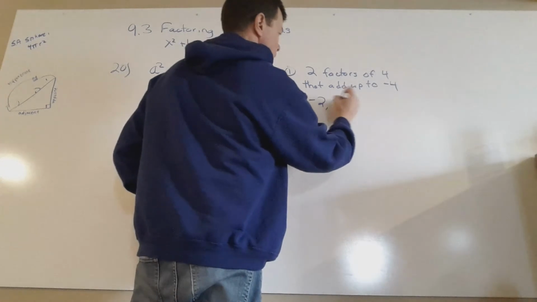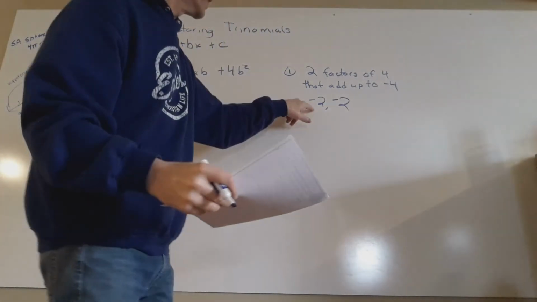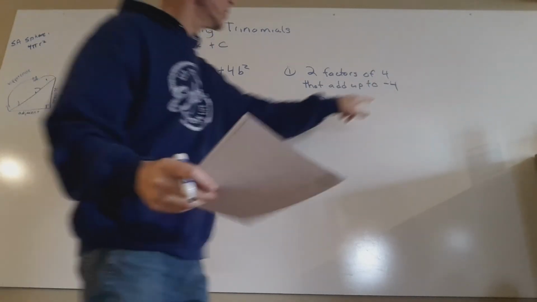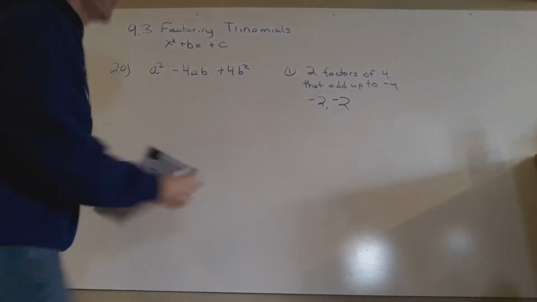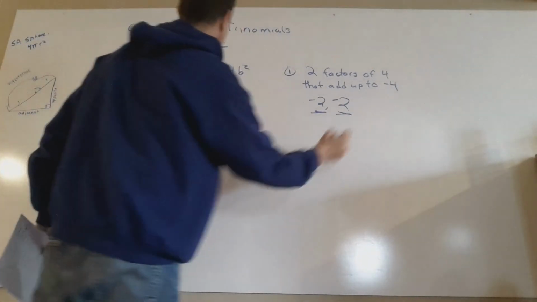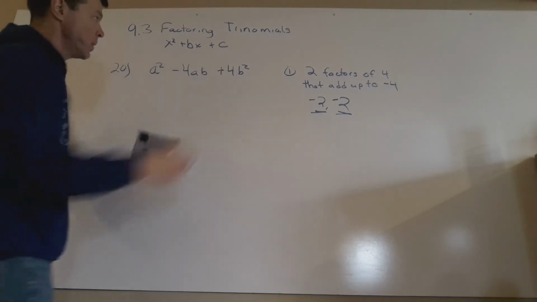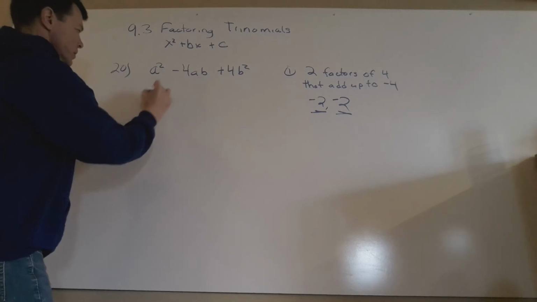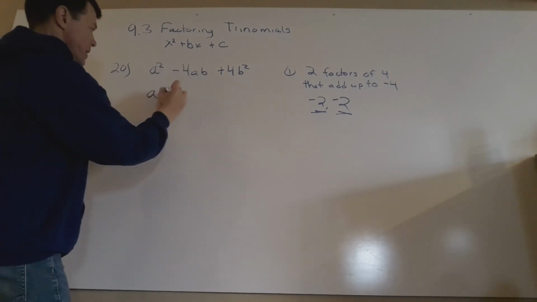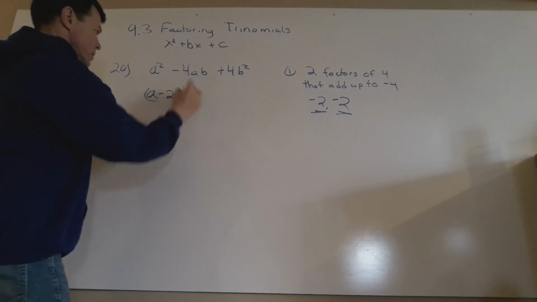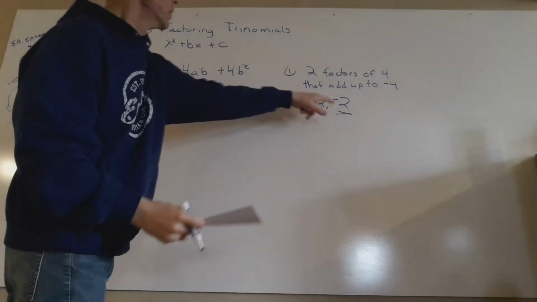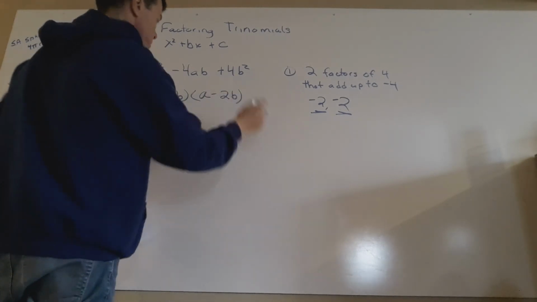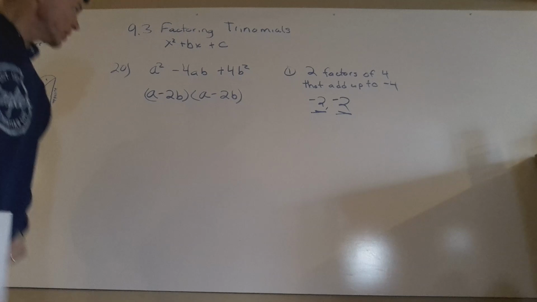Negative 2 and negative 2. Negative 2 times negative 2 is positive 4. Negative 2 plus negative 2 is negative 4. All right, so your factors are going to be negative 2 and negative 2. And remember, you have the b squared here, so you need to include b in your second part. So you got a minus 2b. Here's your second one. A minus 2b. And there you go.